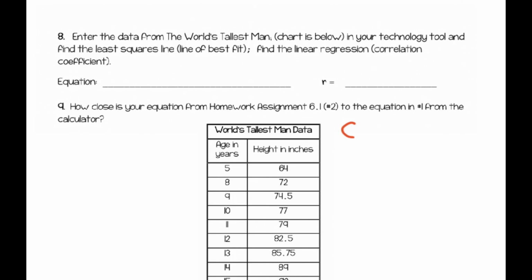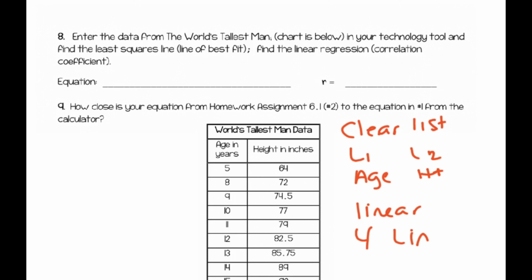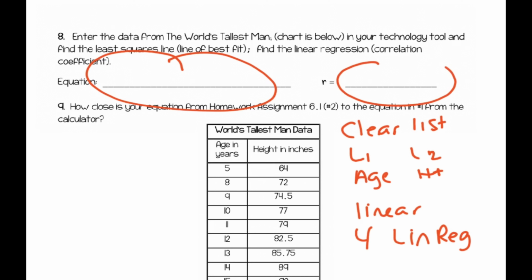Remember that you need to clear your list. I showed you a couple ways to do that. Then in L1, you're going to put the age, and in L2, you're going to put the height. Then double check and make sure you have all of it. Then you're going to go and calculate. You saw when you did this in your homework last time that it was linear, so you're going to choose number 4, which is linear regression. You're going to use that to write the equation and the correlation coefficient. So come back here and start the video again when you get to that point.